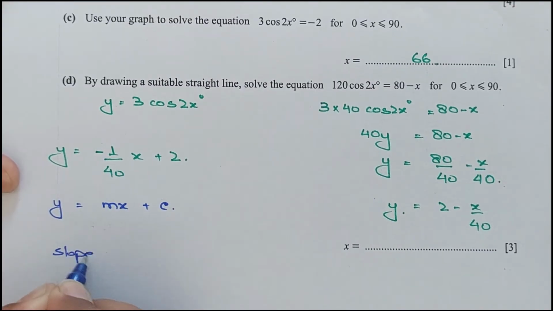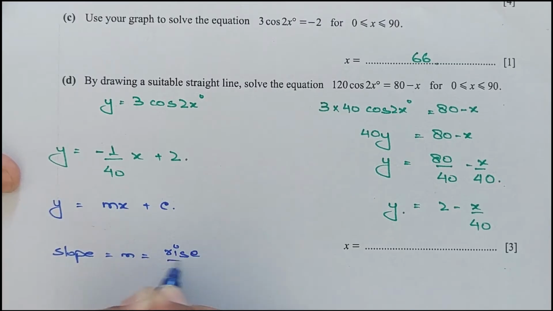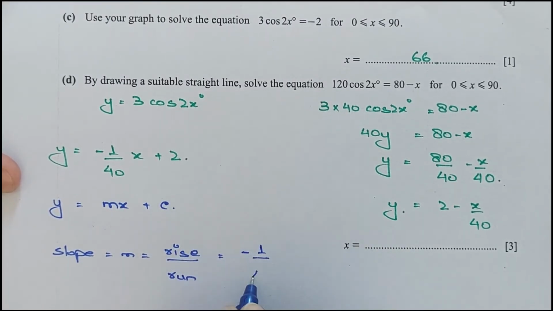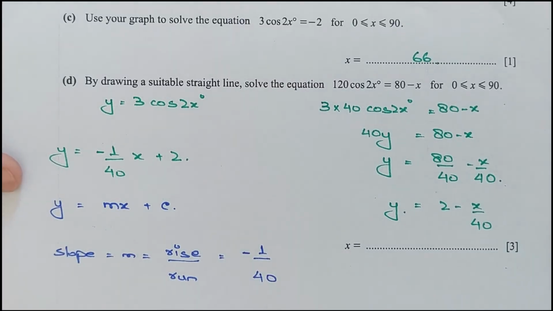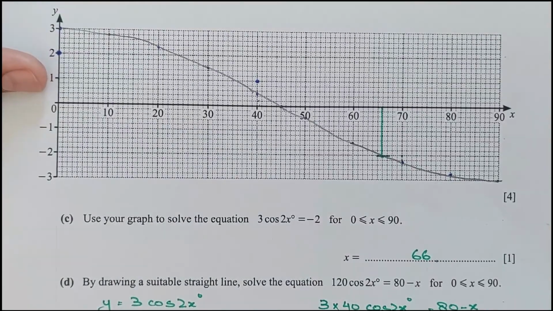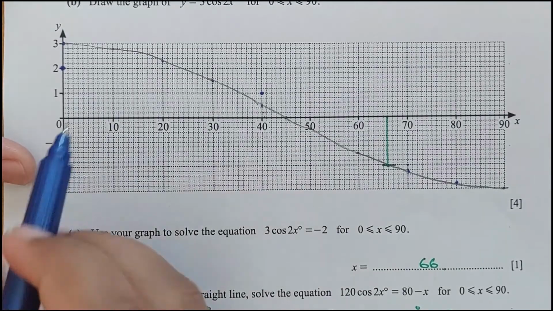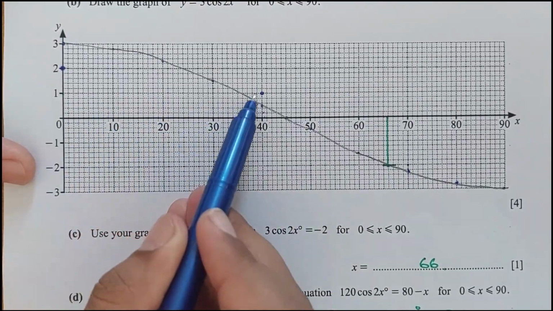Slope, or we can say m, is rise over run. So this is minus 1 and this is 40. So rise is minus 1 unit. Rise is up or down, so it is negative, so we have to move down 1 unit. From the y-intercept, we move down 1 unit, and 40 is the run towards the right. So this 10, 20, 30, 40.